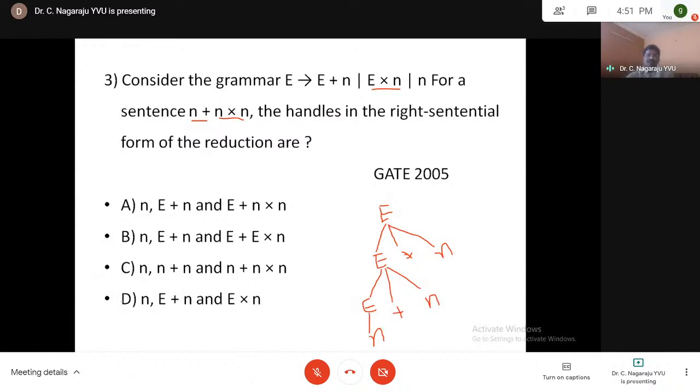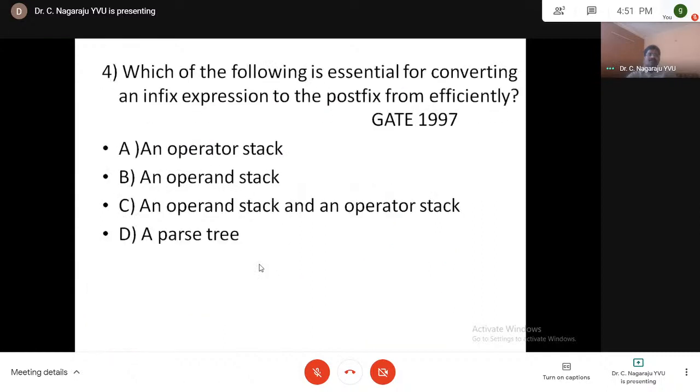But here, when you see it, D is the correct answer. First we take E into N, right? After that we consider E plus N. That's why D is the correct answer for this one.